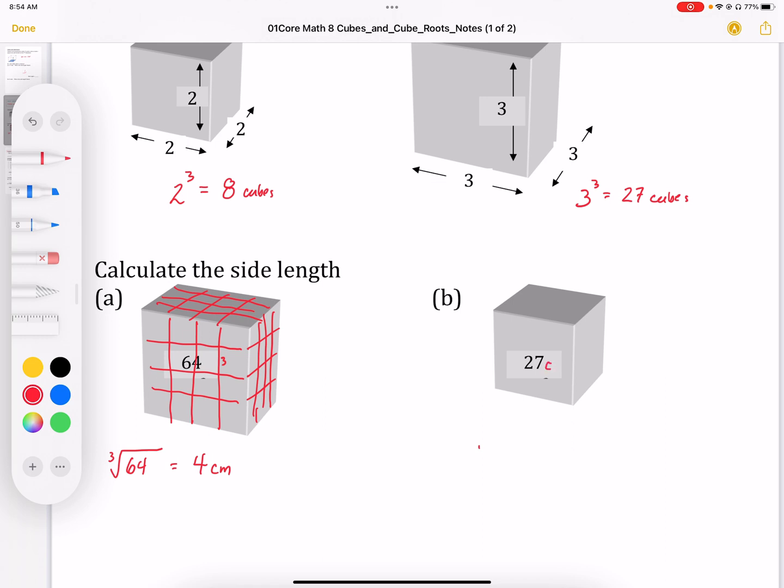So if I start with a volume of 27 cubes, I'm going to cube root that. So 27 cubes, cube rooted gives me 3 centimeters of edge length. So that means that my edge, if it's 3 long, I have 9 on the face, and I can make 3 layers of 9 to give me the 27 cubes that I'm looking for.